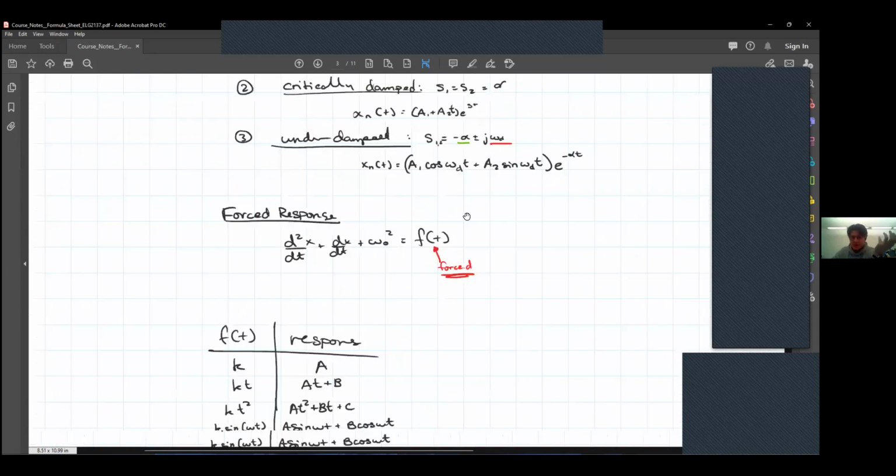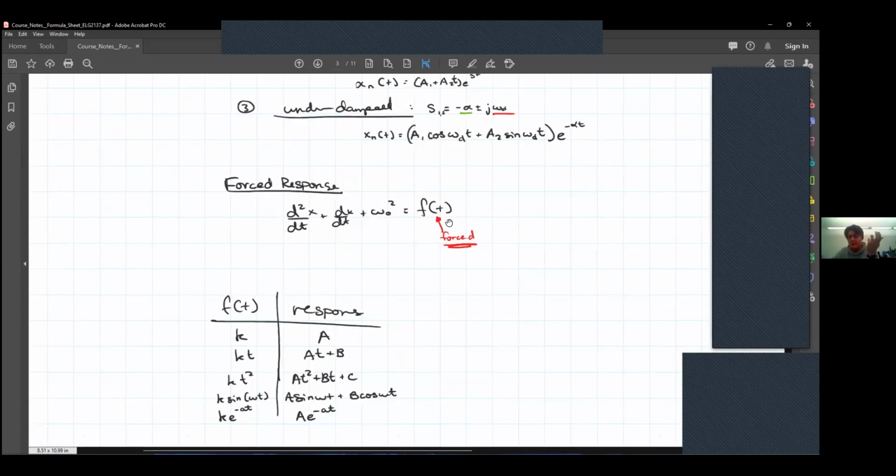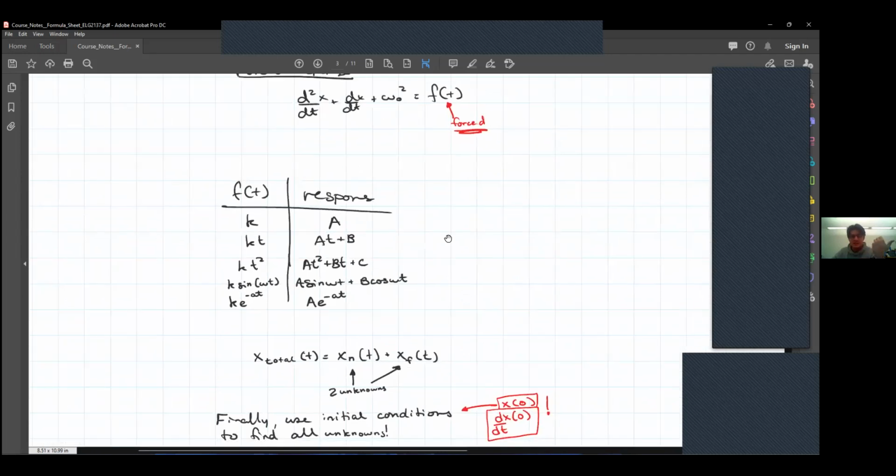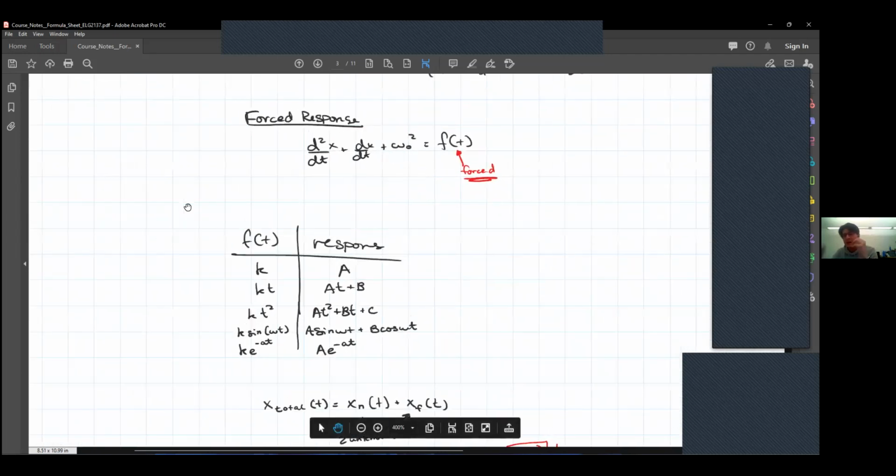Your forced response, on the other hand, you want to keep the f of t value, your forcing function, and then reference this nice little table. I don't know, I can check it near the end if it's on your formula sheet for the final. I have an old one as well. If it's not on your formula sheet, you just have to remember these 5 transformations. They're not terribly bad. Some of them are pretty intuitive.